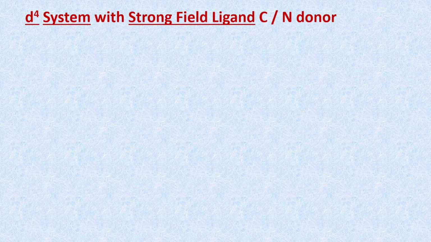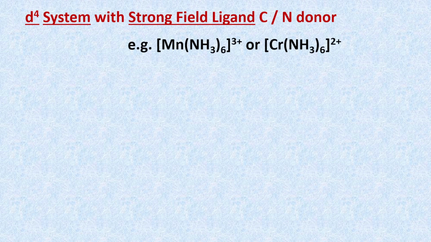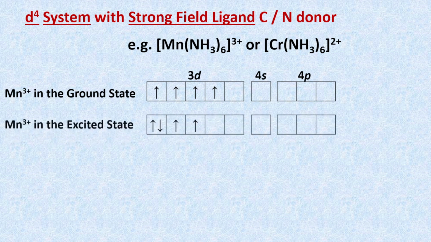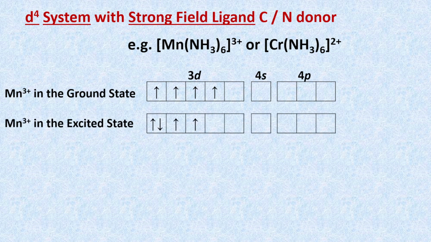D4 system with strong field ligand like carbon or nitrogen donor. For example, hexaamminemanganese(3+) or hexaamminechromium(2+). The atomic number of manganese is 25, so the valence electronic configuration based on its oxidation state is 3d4 4s0 4p0. It has one vacant 3d orbital while the ligands in these complexes are nitrogen donors. So rearrangement of the electrons has to take place in the excited state to vacate two empty 3d orbitals.